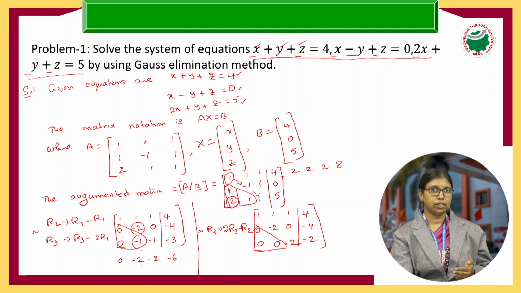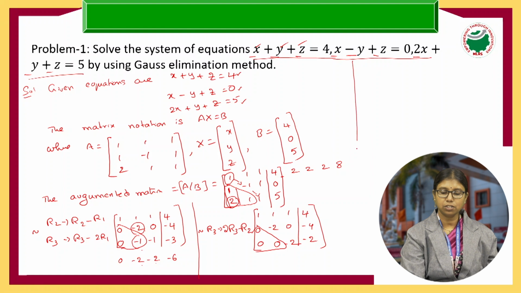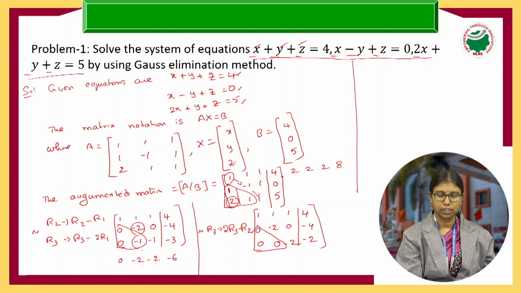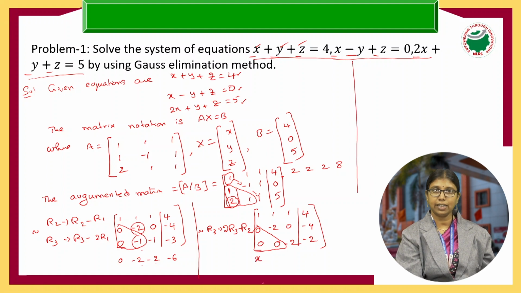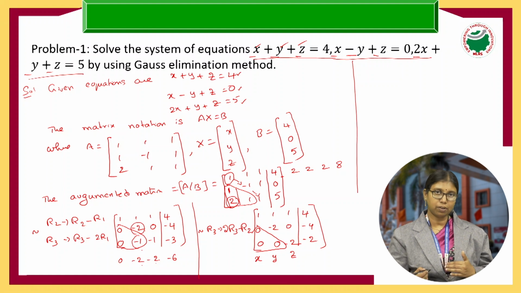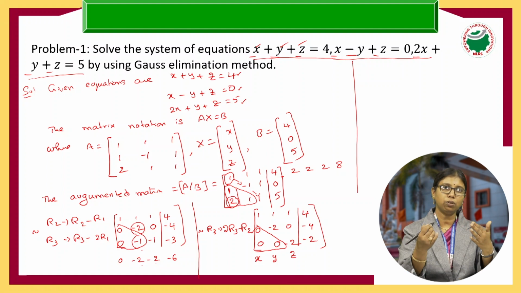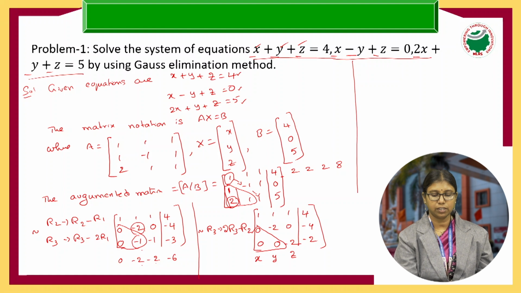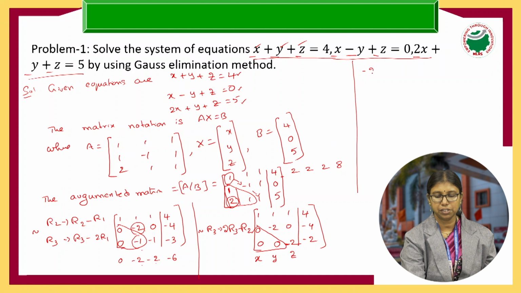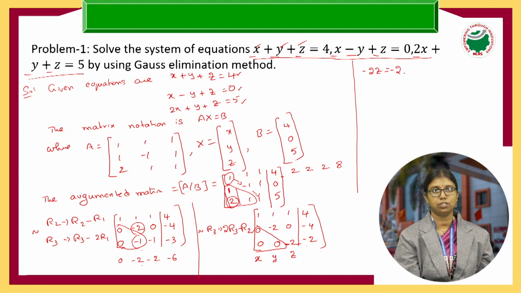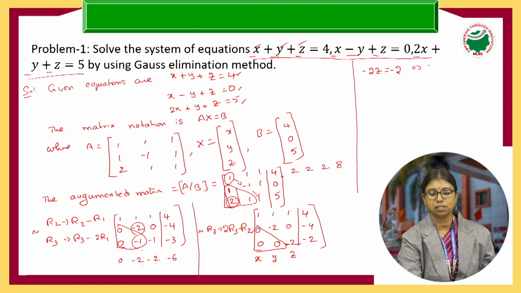By back substitution. Here back substitution means you have to treat the first column as a multiple of x. Second column values are multiples of y. Third column values are multiples of z. Now from bottom line, from last row to first row, you write down the substitutions. So here minus 2 is in third column. That means a multiple of z. The equation is minus 2z equal to, here the corresponding value in B is minus 2. On both sides we can cancel minus 2 and you will get z as 1.